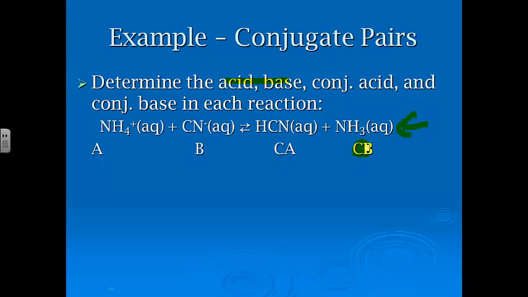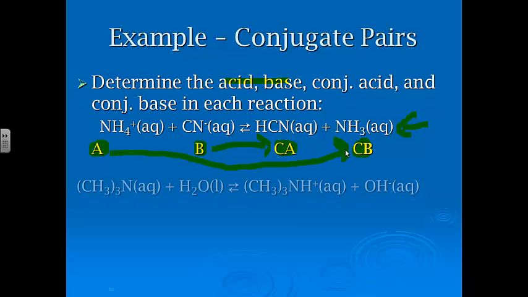So here's my conjugate base. Here's my conjugate acid, so then I just can always work backwards. This is going to be my base, because remember, the base is what's going to turn into the conjugate acid, and the ammonium is going to act like an acid, and its conjugate base is the ammonia.